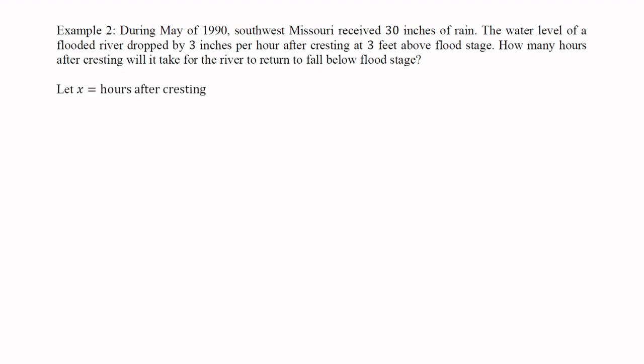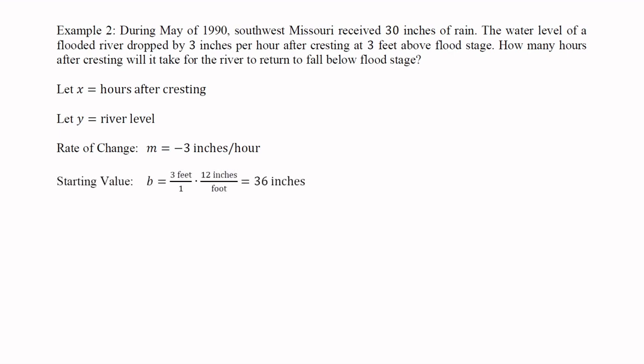So let x be the number of hours after cresting, and let's let y be the river level, because our rate of change is we are going down 3 inches per hour. So in this case, it's going to be negative because our river is falling. Our starting value is 3 feet, okay? Because we ended up 3 feet above flood stage.